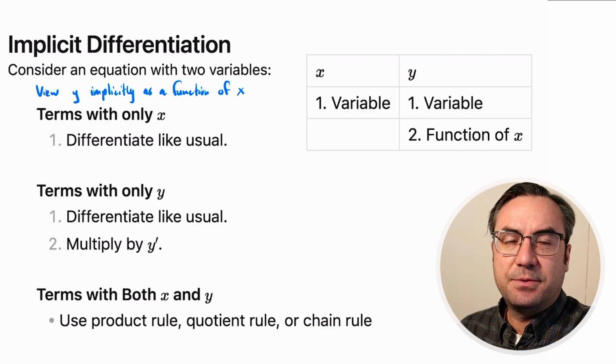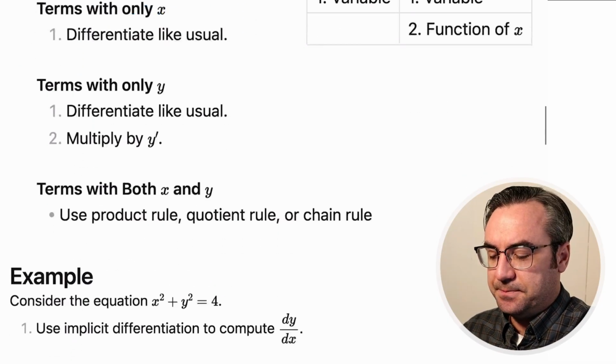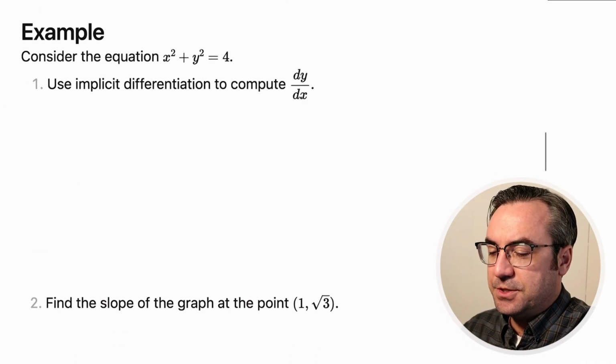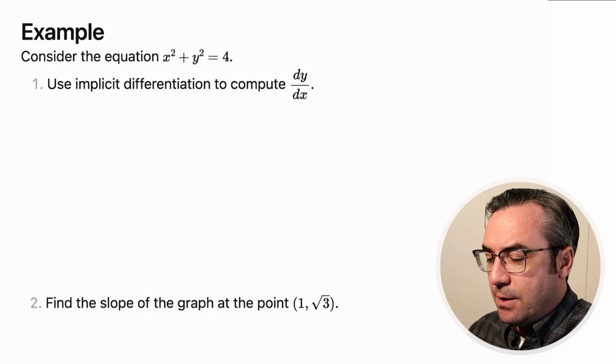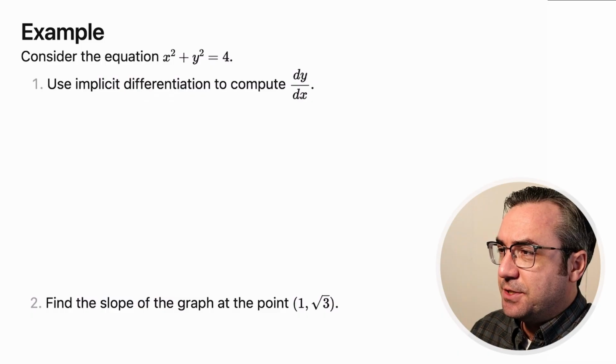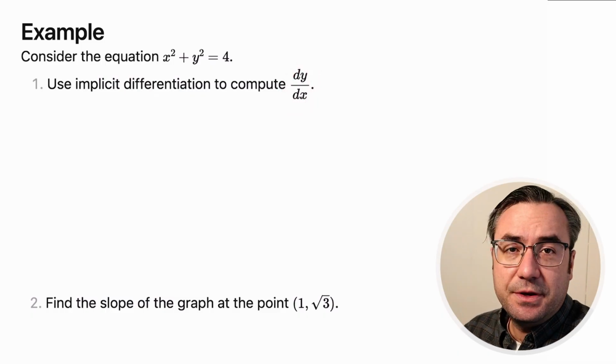Let's try an example to see how we're going to be doing this. Let's look at that equation, x squared plus y squared equals 4, and use the technique of implicit differentiation to calculate the derivative dy dx.